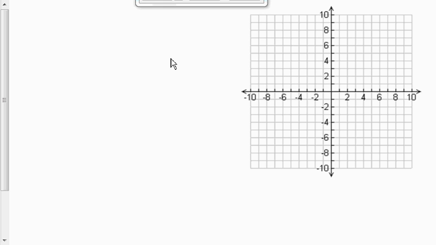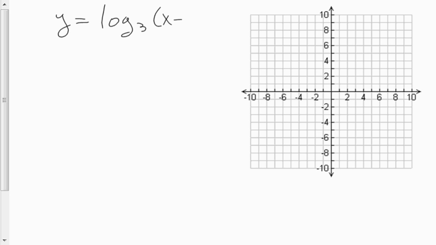For number 11, we're going to graph this logarithm. In order to graph this, the parent table needs to be created. A simple way to make the parent table is to use the inverse of the log, and that's the exponential: x equals 3 to the y. So in this case, we're going to be inputting the y values and finding the corresponding x values.